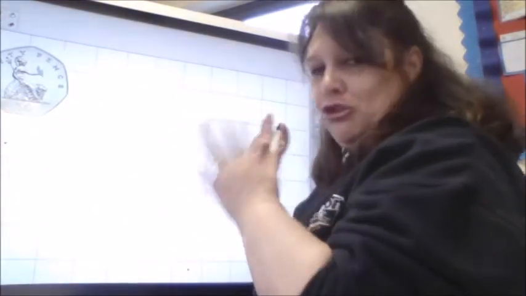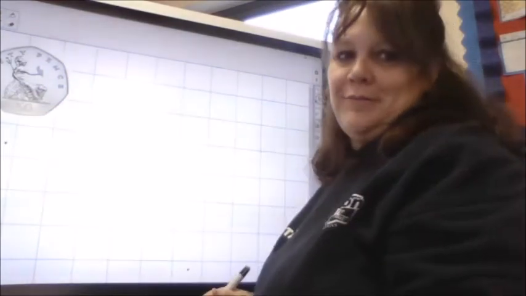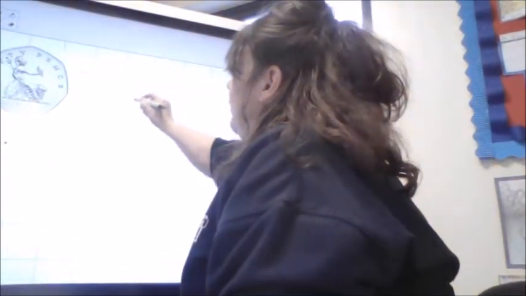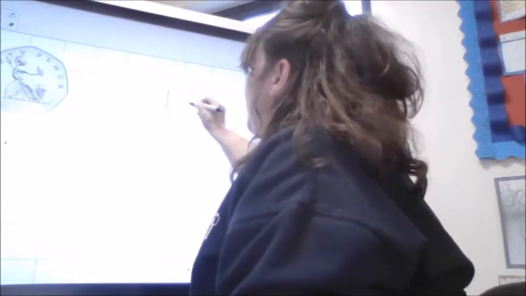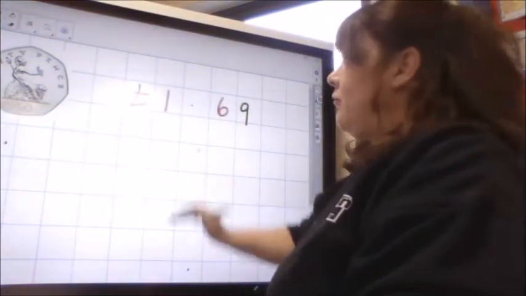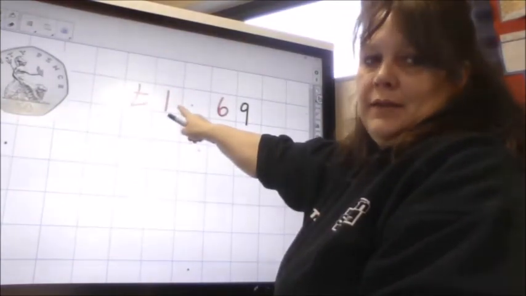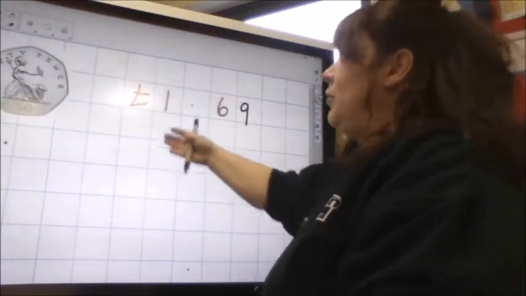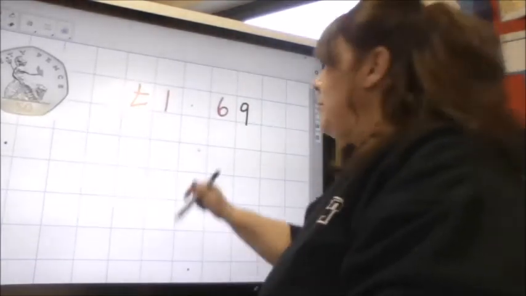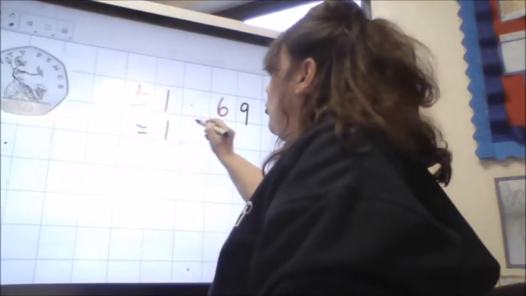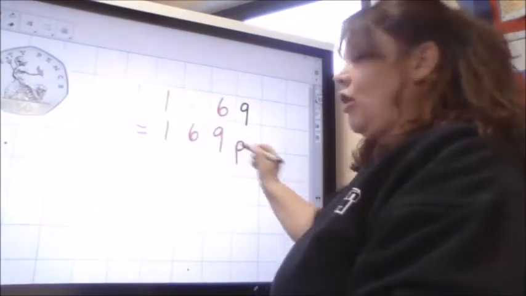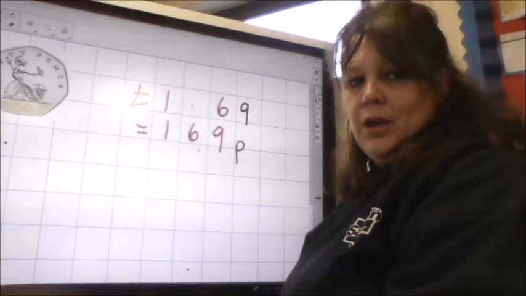So just to recap that, okay, just to recap. So if I've got £1.69, remember, £1 is 100 pence. So if I take out the decimal point, take off the pound symbol, I've got 169p. Those are exactly the same.